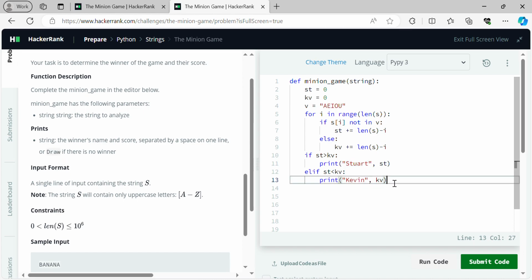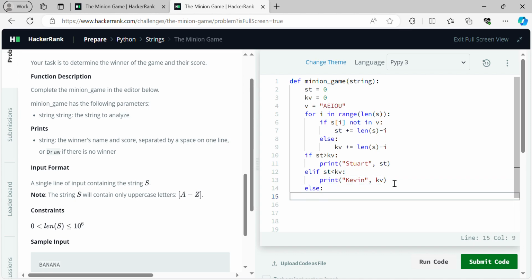So coming here, else, I will print draw as output, and I will try to run this code whether it works or not.